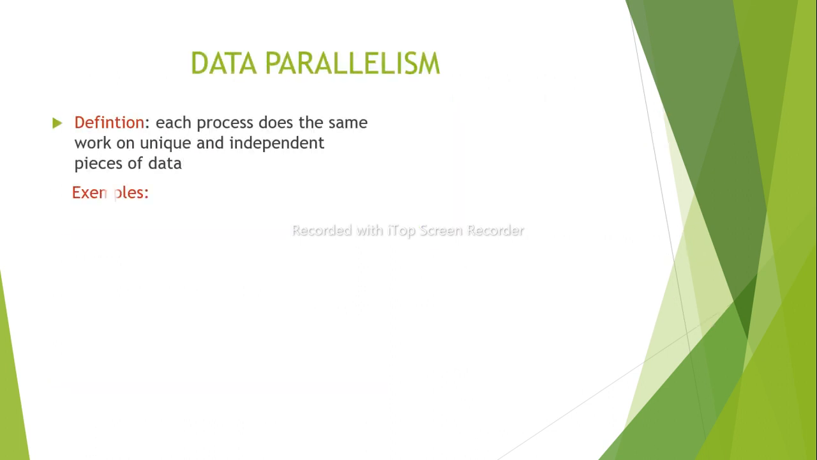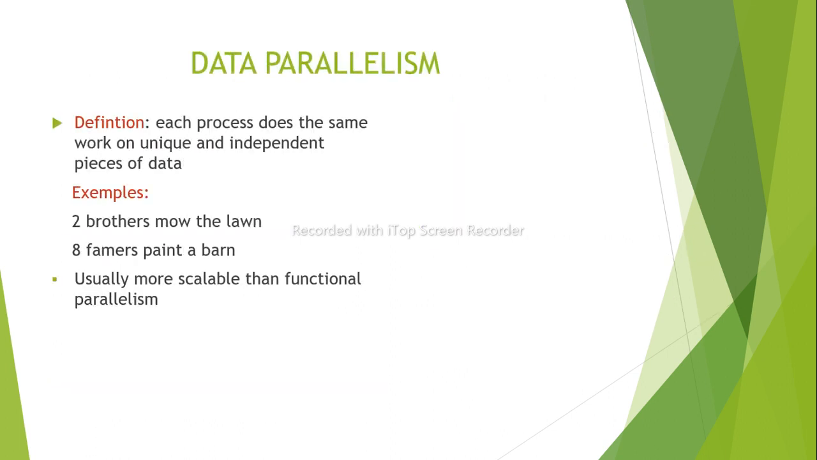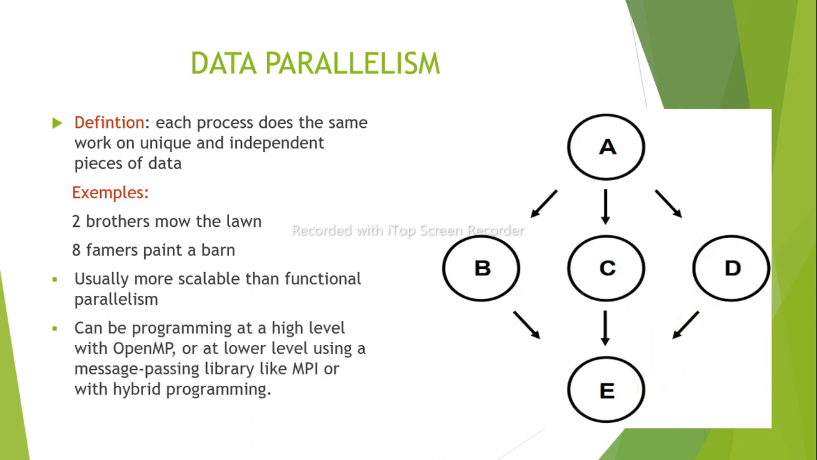Let's continue. In this part, we talk about the data parallelism, and the major question here is just to show you the structure of our data parallelism. So here, just beside, is a structure of the data parallelism. We have processes A, B, C, D, and E. So we have just defined here that each process does the same work on a unique independent piece of data.